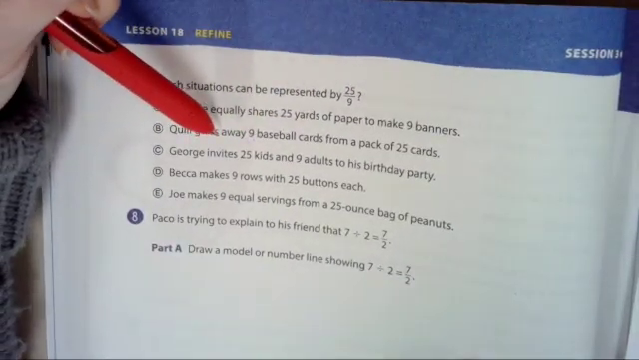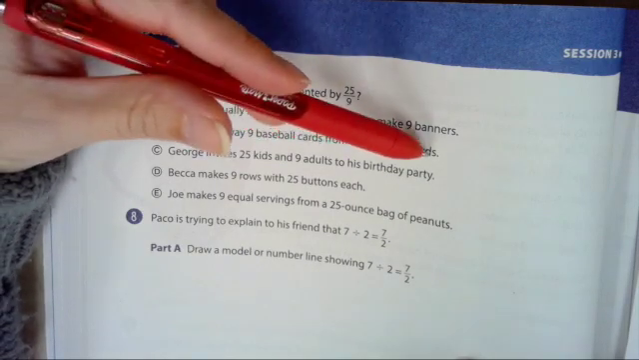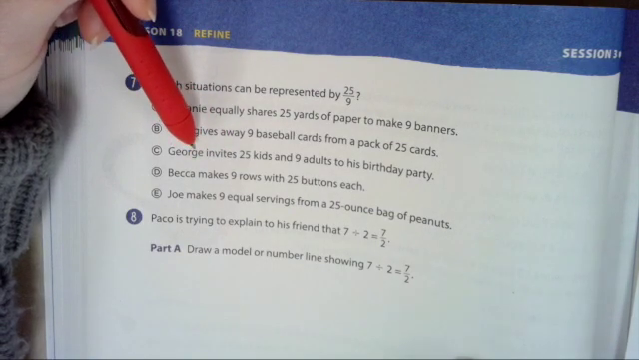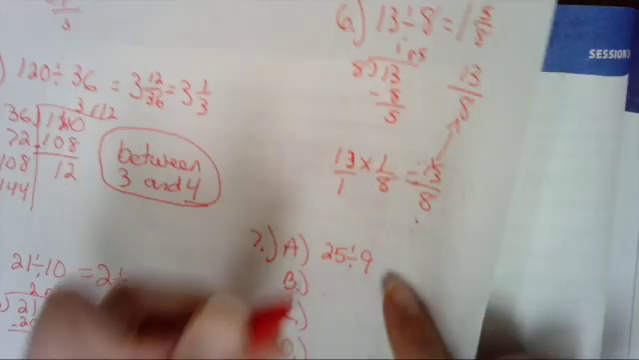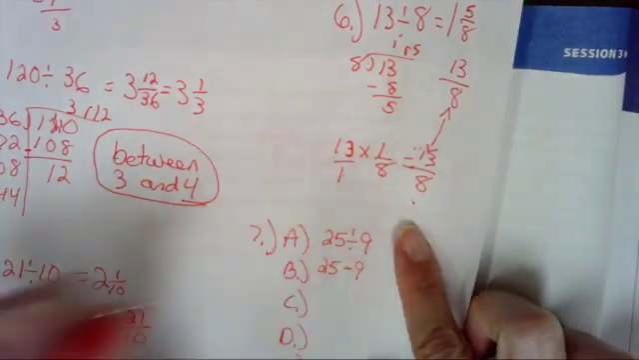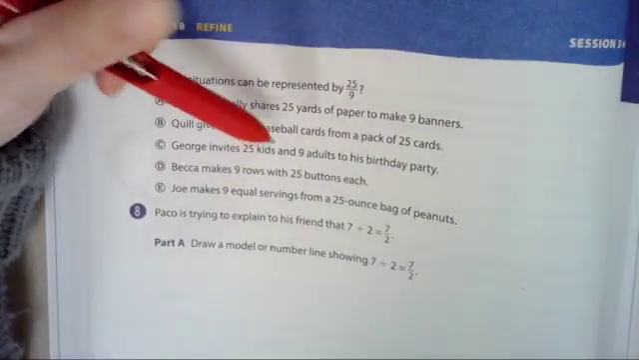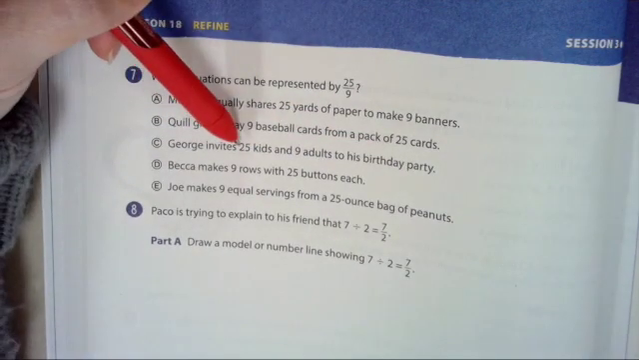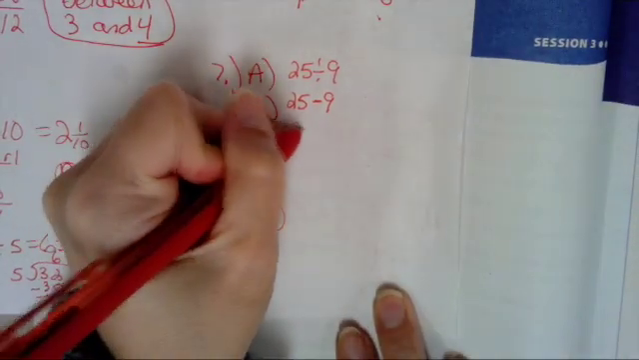Quill, I think that's her name, gives away 9 baseball cards from a pack of 25. What does gives away mean? When you give something away, that's subtraction. So this is 25 subtract 9. B is 25 subtract 9. Let's look at letter C. George invites 25 kids and 9 adults to his birthday party. So if I wanted to know how many people were at his party, 25 are kids, 9 are adults, I would add those together. So letter C is 25 plus 9.